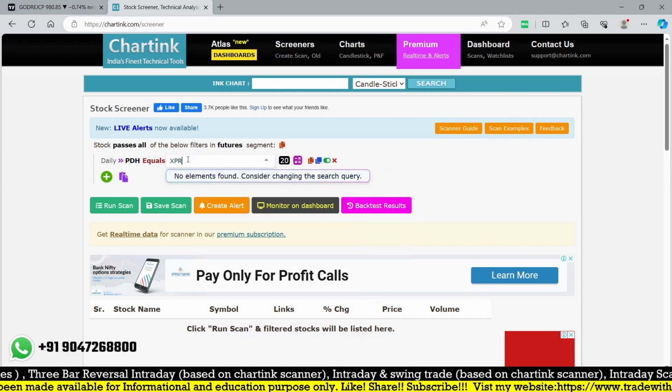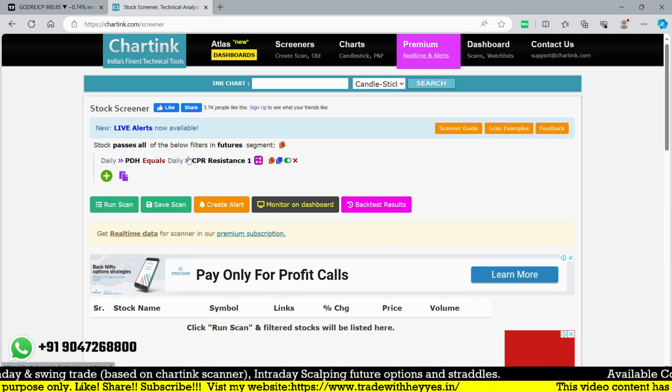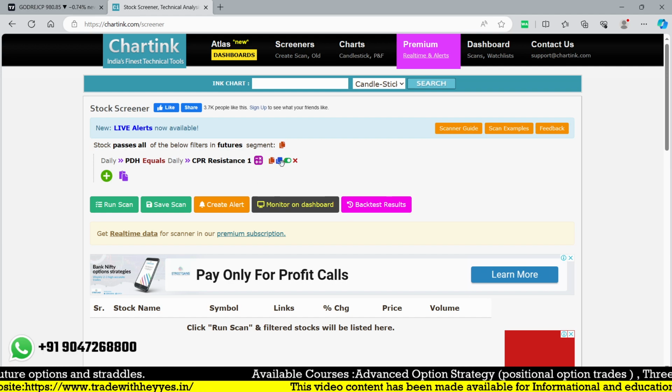So we are going to make CPR resistance 1. Okay. So CPR values are calculated from previous day levels.